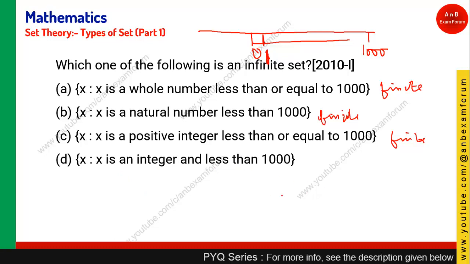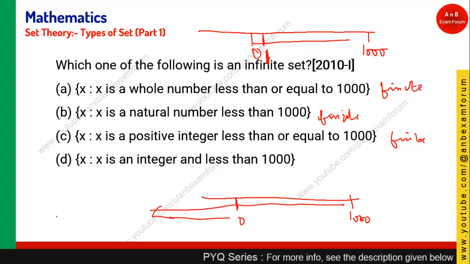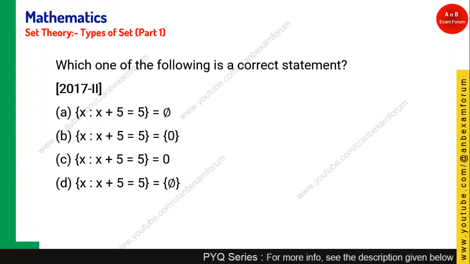Whereas x is an integer and less than 1000. Okay, so this is 1000. So all the integers beyond 0 are negative integers also. It can go anywhere, so this will become infinite on the other side. So it is an infinite set. So option D, those who have given it, well and good, they are right. Let's see the next question.